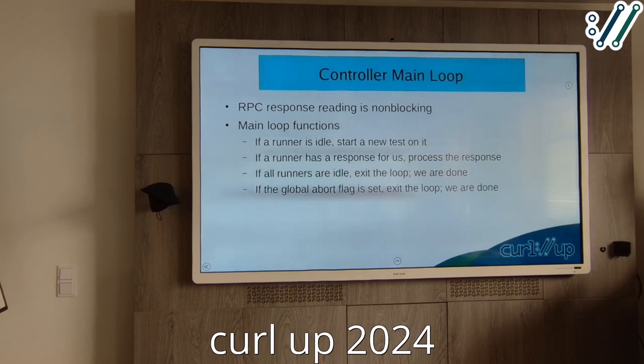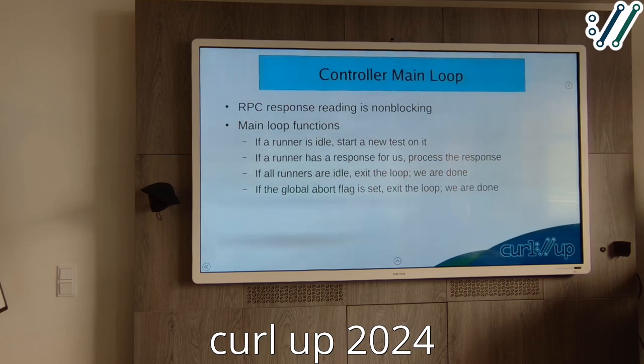So once all the runners are running, then theoretically it could block and just wait for a response from any of those runners. But there's one extraordinary case, which means that we have to stay non-blocking, and that is the global abort flag. If you hit Control C, then there's a global flag that's set in the signal handler, and this main loop checks that periodically and then does a clean shutdown of everything when that happens.